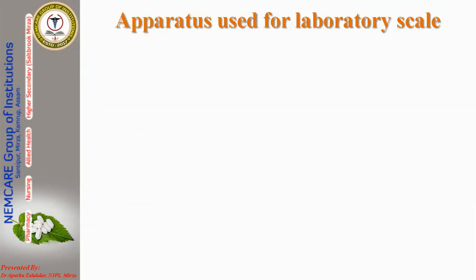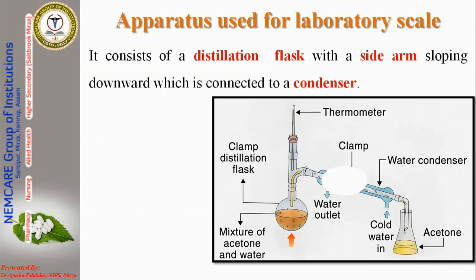Coming to the next, the apparatus used for laboratory scale distillation. It consists of a distillation flask with a side arm sloping downwards, which is connected to a condenser. Here you can see this entire part is called the distillation flask, which has this side arm, which you can see clearly has a slope, and the condenser is connected to this side arm.